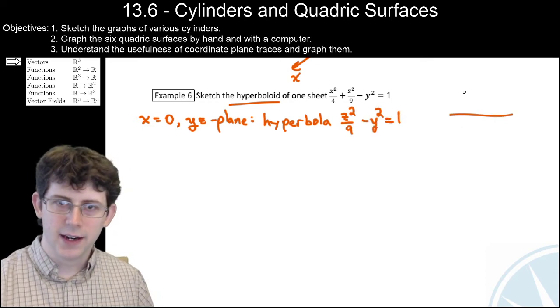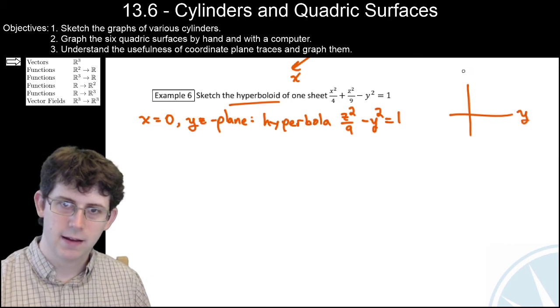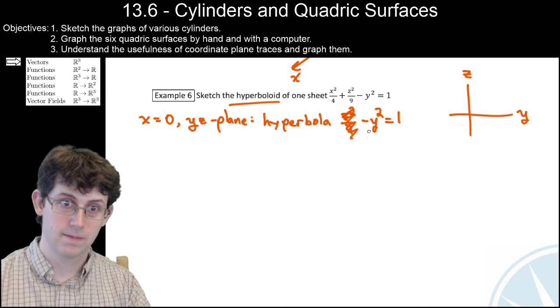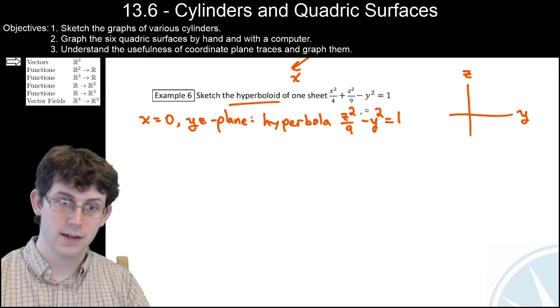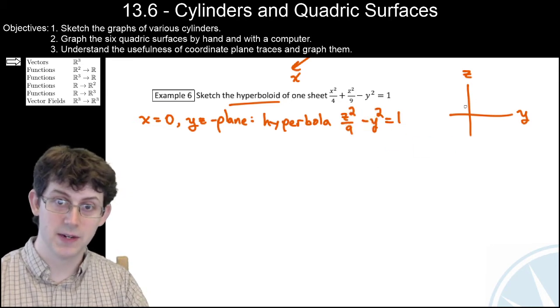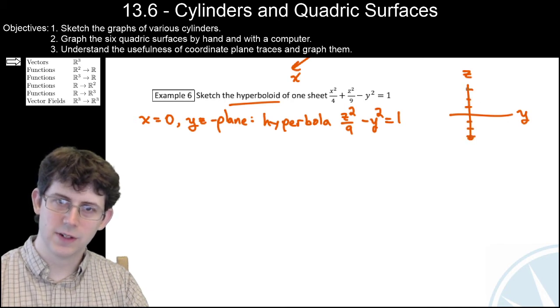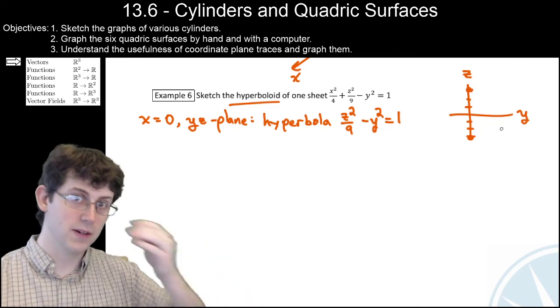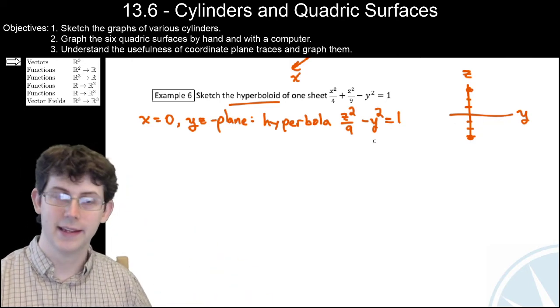Let's just try to draw it. Here, if z was 0, I would get nothing. This has no solutions. If y is 0, z is plus or minus 3. So hopefully you're seeing the overall plan here, which is that you're just setting everything to 0 over and over until you can get a handle on what's going on.